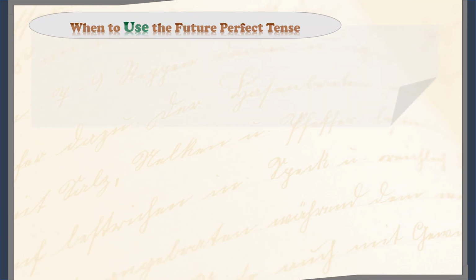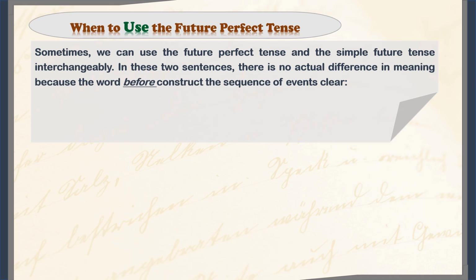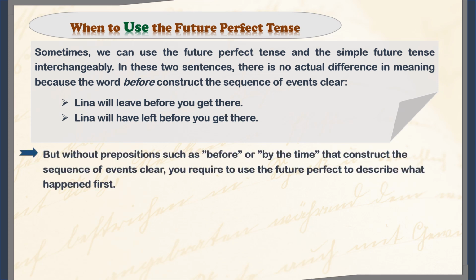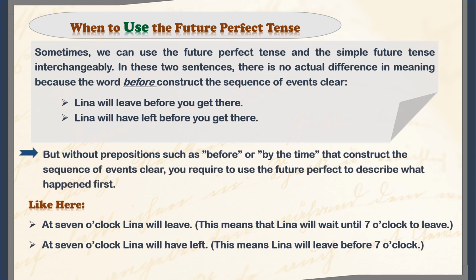When to use the future perfect tense? Sometimes we can use the future perfect tense and simple future tense interchangeably. In these two sentences, there is no actual difference in meaning because the word before makes the sequence of events clear. Lena will leave before you get there. Lena will have left before you get there. But without prepositions such as before or by the time that make the sequence of events clear, you need to use the future perfect to describe what happened first.